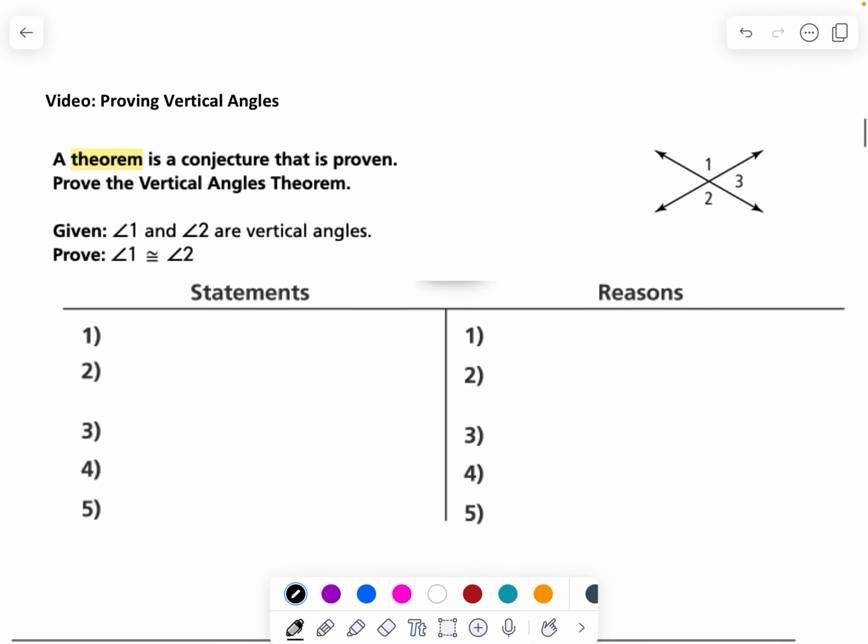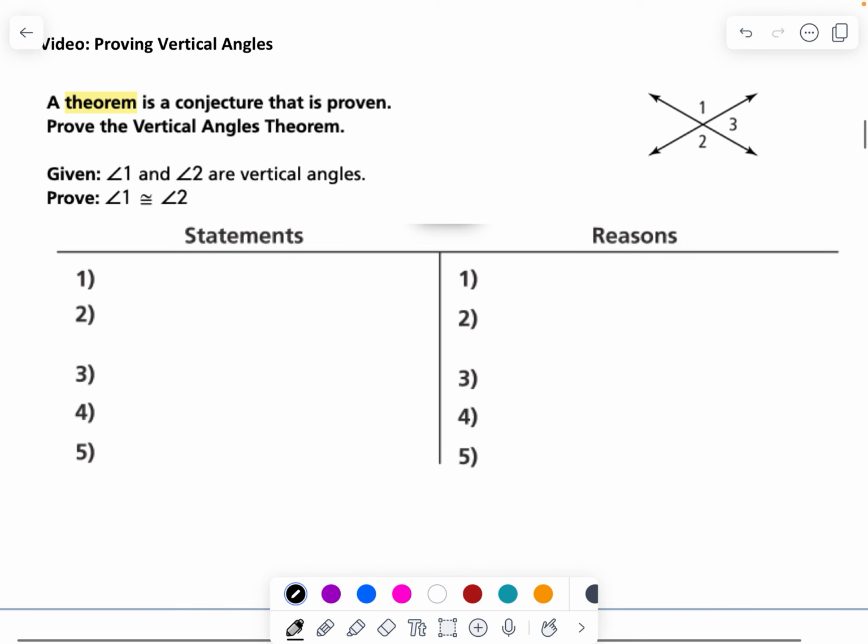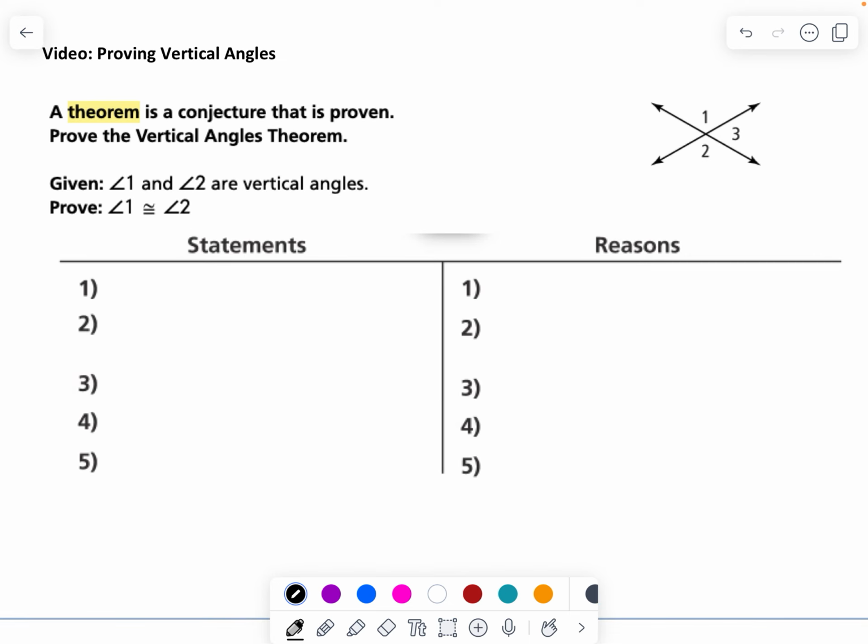Okay? So we're going to prove vertical angles. We're going to show beyond a shadow of a doubt that vertical angles are equal. Okay? So a theorem is a conjecture that's proven. We're going to prove that vertical angles, that theorem is proven beyond a shadow of doubt at all times. So here's our given. Angle 1 and angle 2 are vertical angles. There we go. Those are vertical angles. And now we're going to prove that they are congruent.